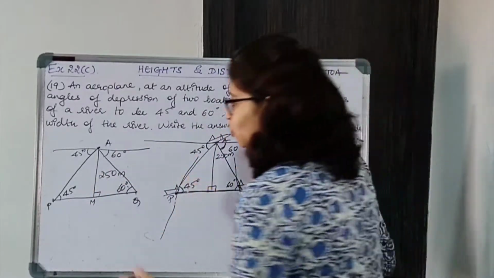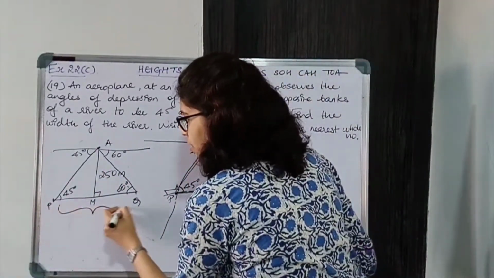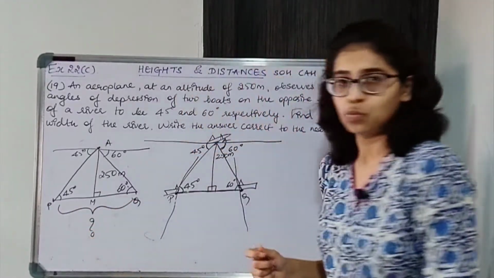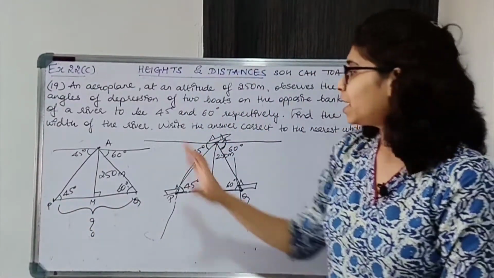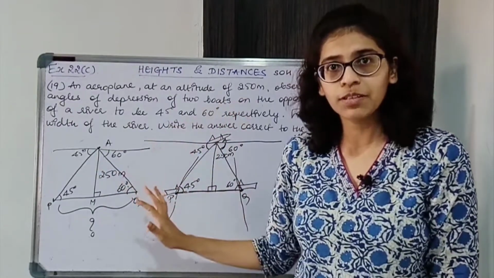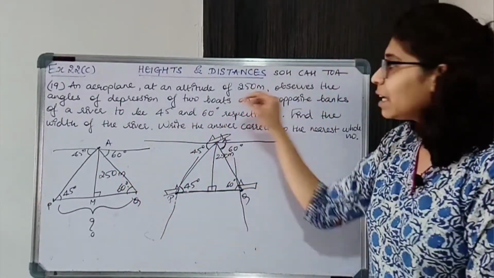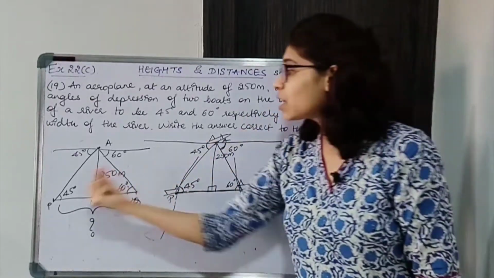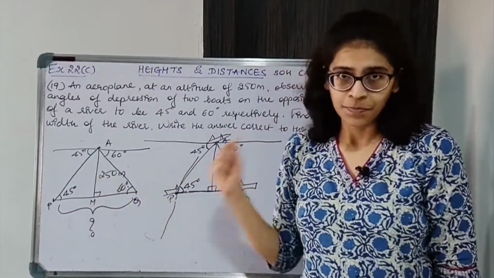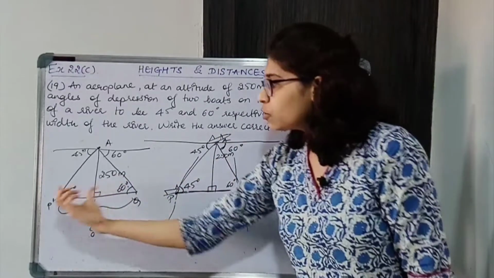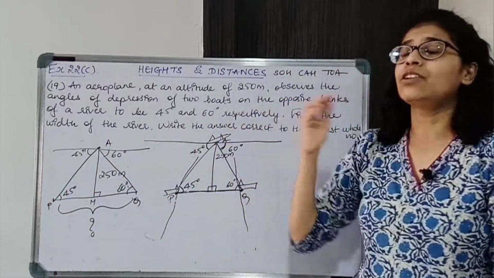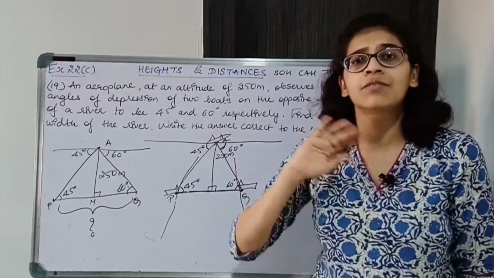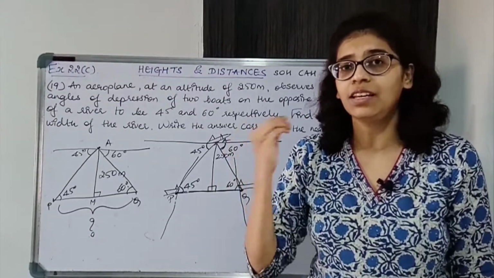So we have to find PQ. Okay, so the diagram is very very important over here. Please read every word carefully. Opposite banks is mentioned, so both the boats are on the opposite banks. You won't consider both the boats on one side and the aeroplane on the other side. Your diagram will be wrong, your answer will be wrong, so please be very very careful.